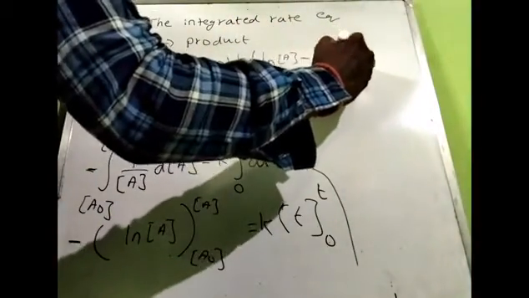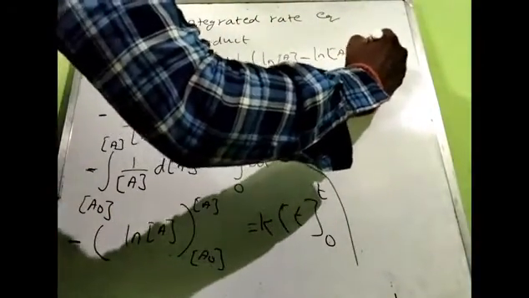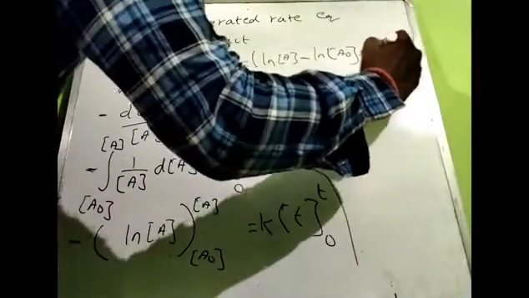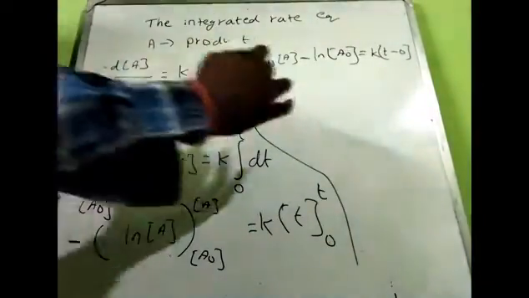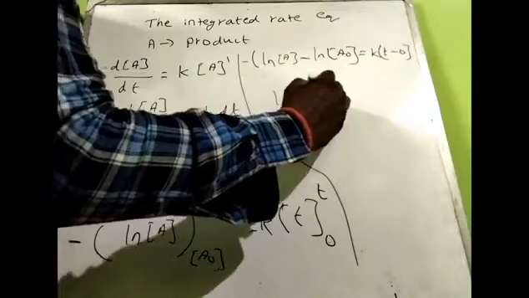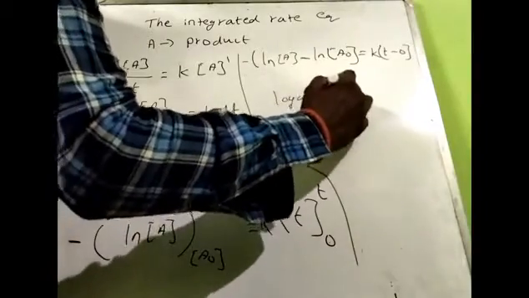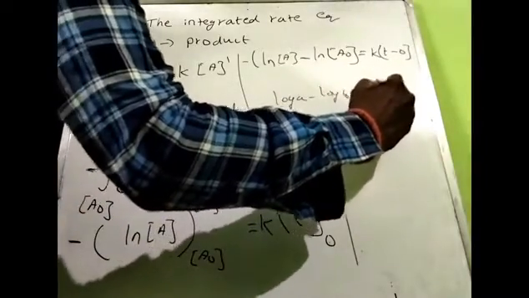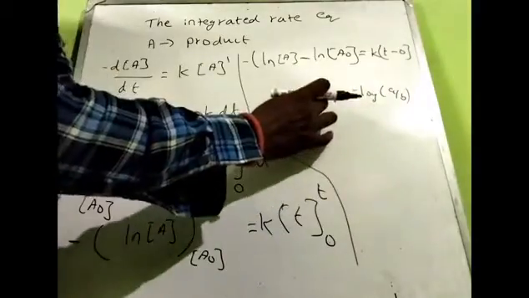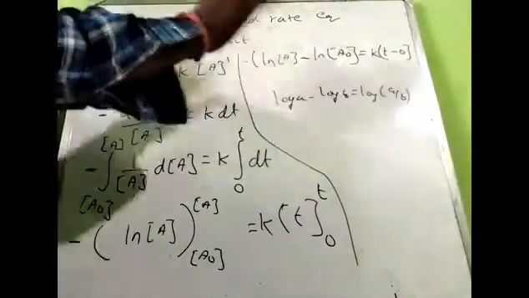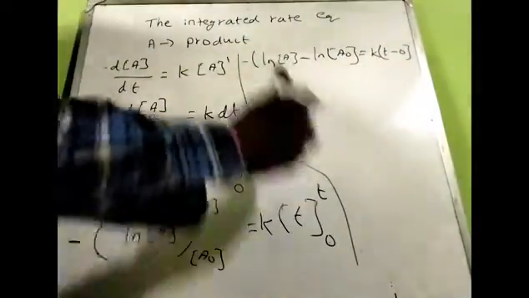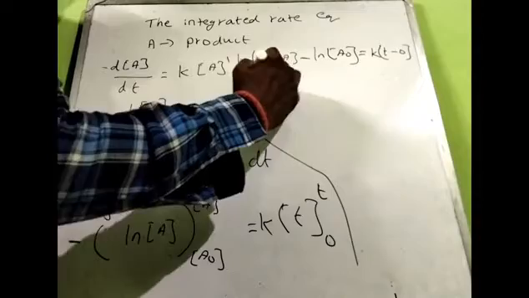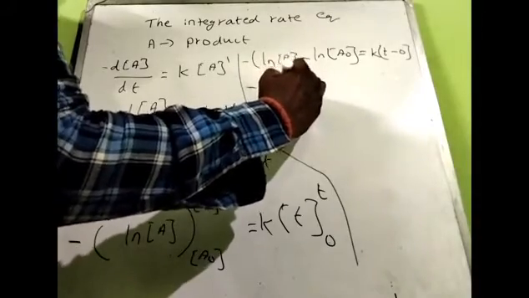So log a at the lower limit a naught equals k into d minus 0. The upper limit value is d, the lower limit value is 0. Now according to the log rule, log a minus log b we can write as log of a by b, so the negative value is written in the denominator. Following the same rule, log a minus log a naught, we can write in general as minus of log a.